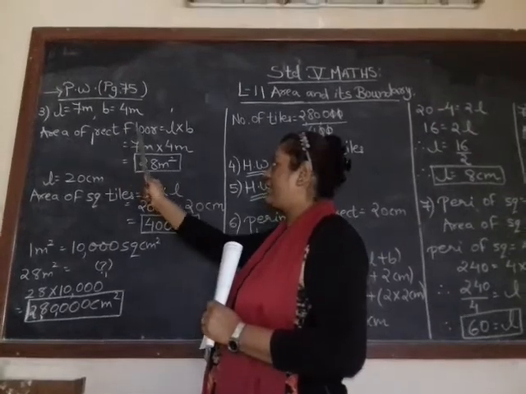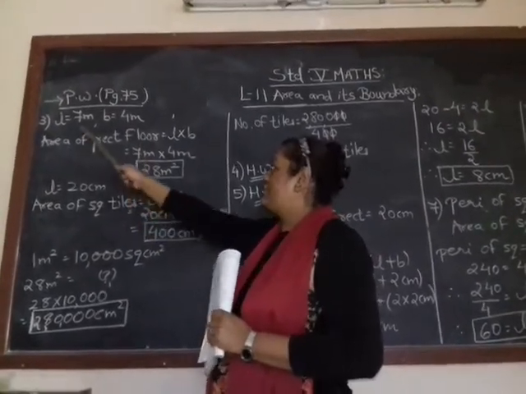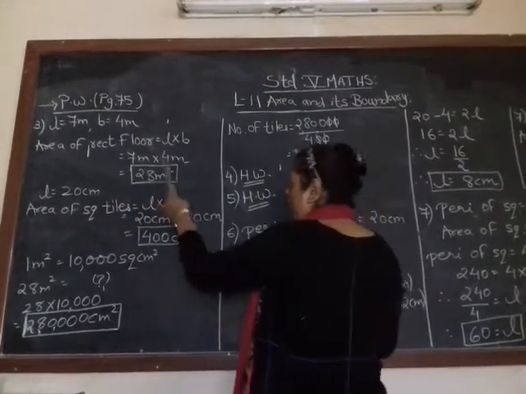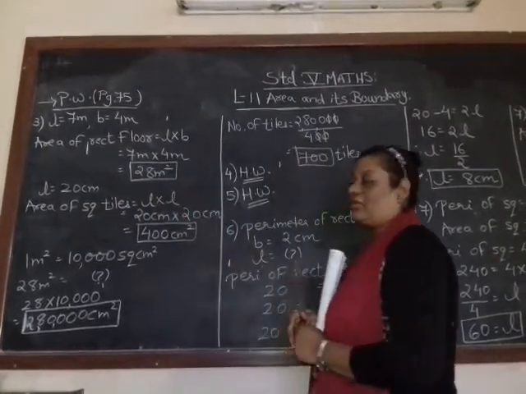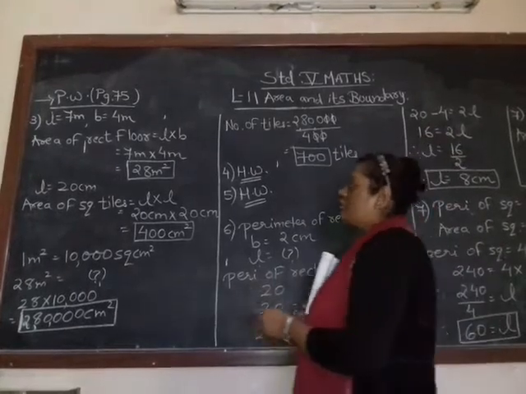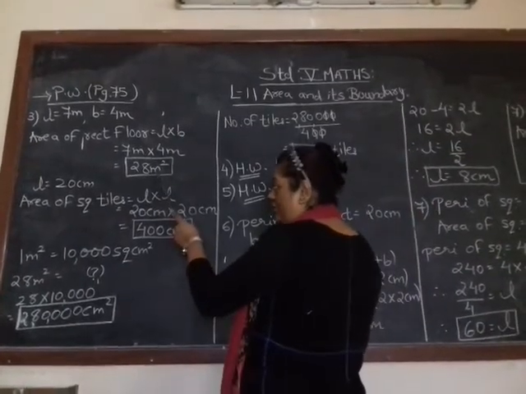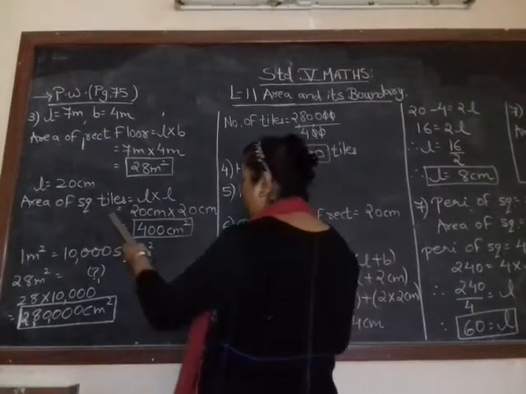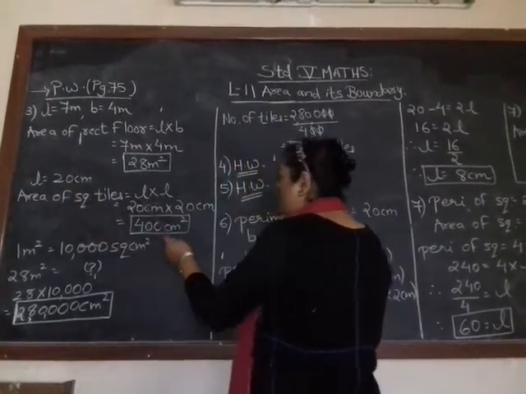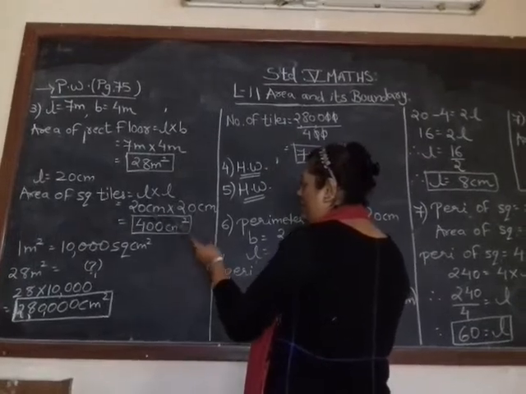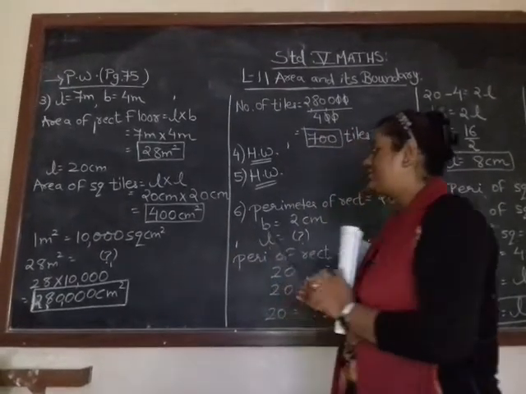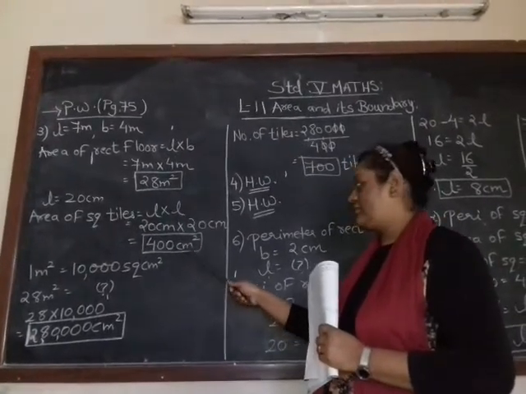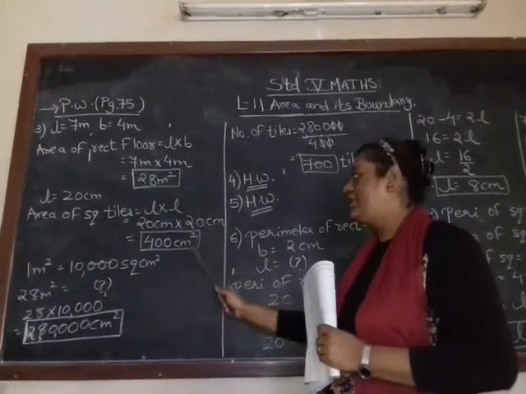First, area of rectangular floor, where L is given 7 meter and breadth is given 4 meter. So 7 4s are 28 square meter or a meter raised to 2. Check it out, the unit used is meter. Again we are going to find out the area of square tiles, where L is 20 centimeter. Area is L into L, that is 20 centimeter into 20 centimeter. Answer is 400 square centimeter. So units are different in both the areas.